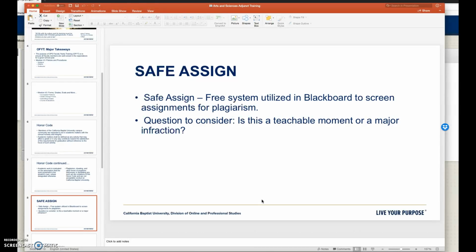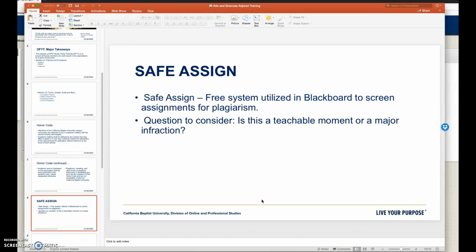Very soon, the plan is to have SafeAssign turned on for all assignments when you receive your Blackboard course. Then with SafeAssign, you'll be deciding on your own which ones you would like to uncheck the box for SafeAssign. Perhaps it's a discussion board or something where you feel it's not as important to have SafeAssign engaged, and that will be your decision. But the biggest question to consider: is this a teachable moment or a major infraction?